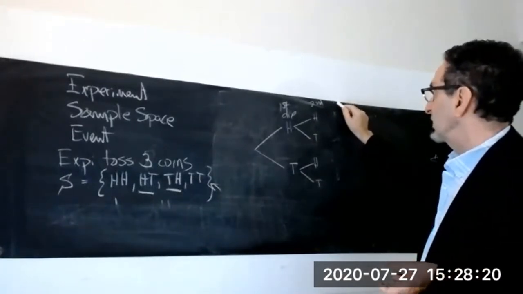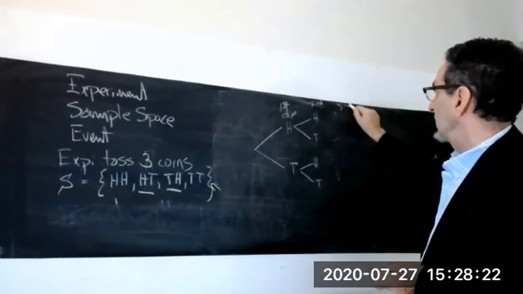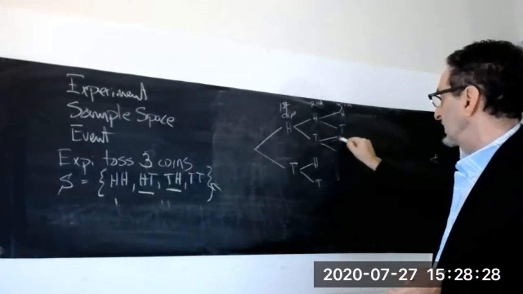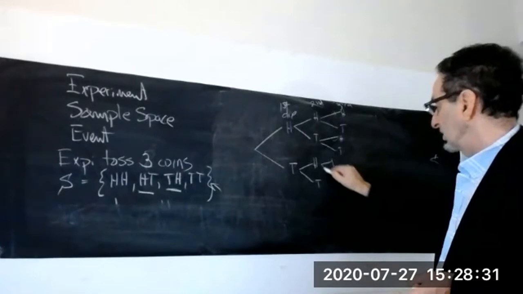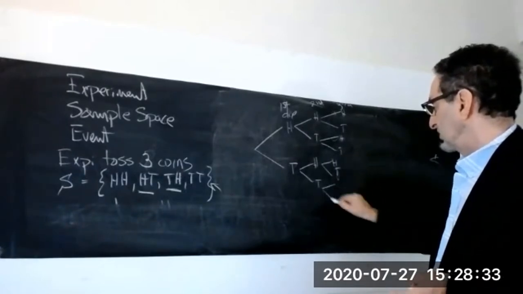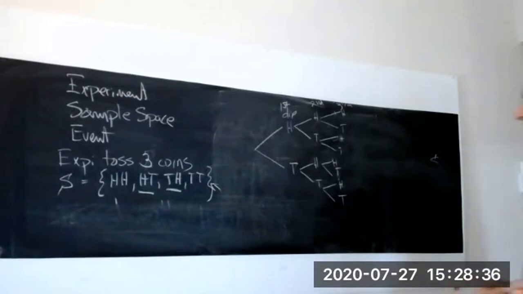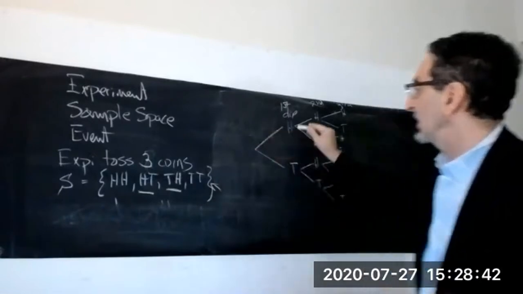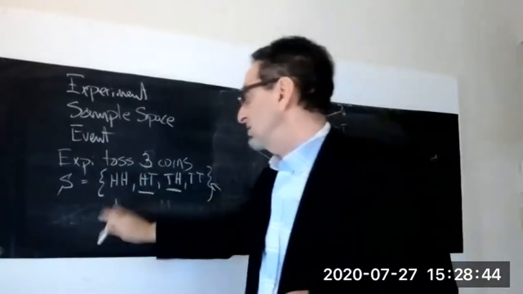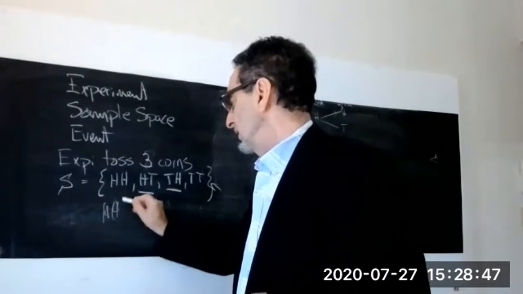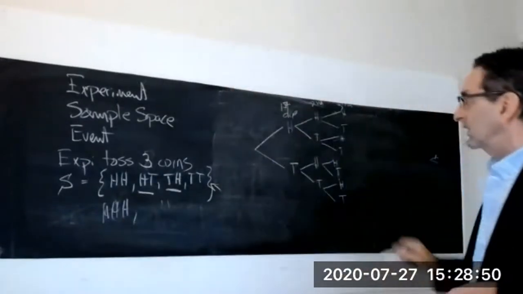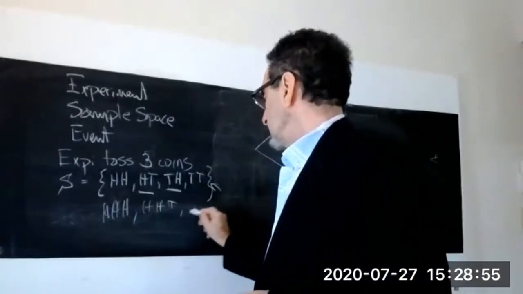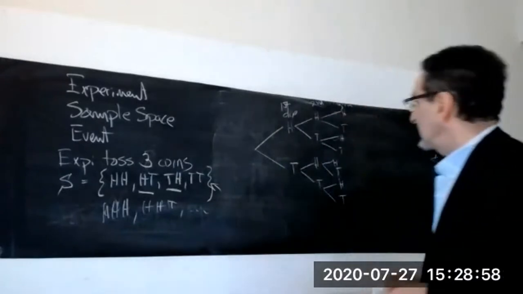3 tosses, 3 coins. So here's the 3rd coin. Now I can get H here and T here, H and T here, and H and T here. So now I can read off all of the outcomes. The first outcome I could get when I toss 3 coins is H, H, H. So I could write that down, H, H, H. And then I could write down this one, H, H, T, and so on, and I'd get all of them.